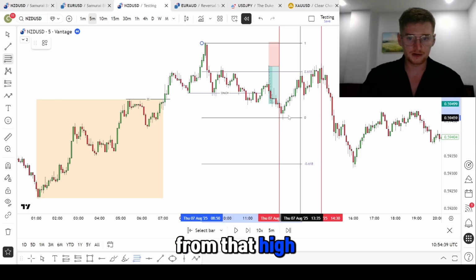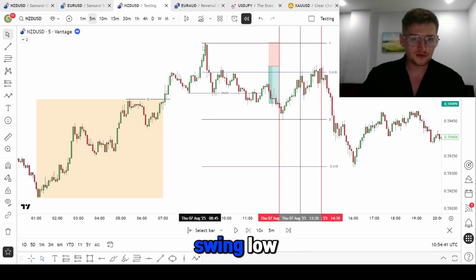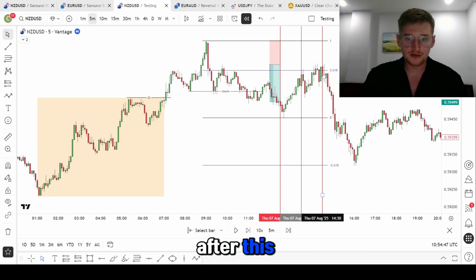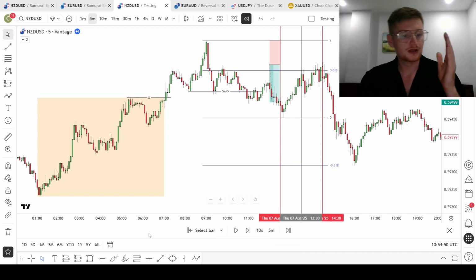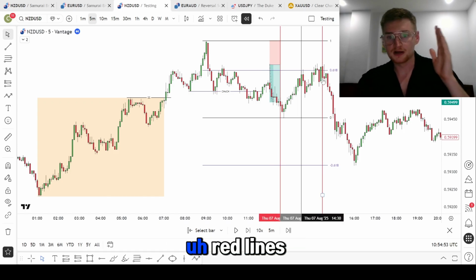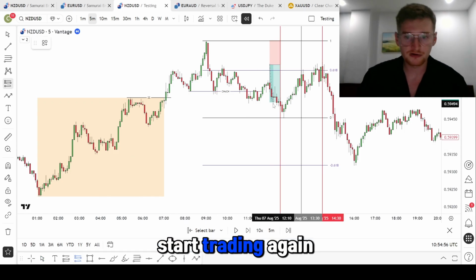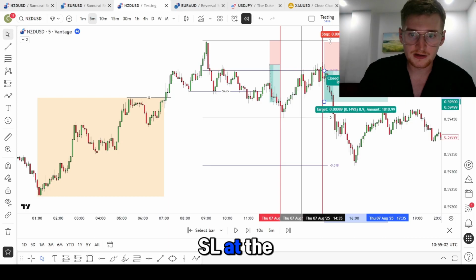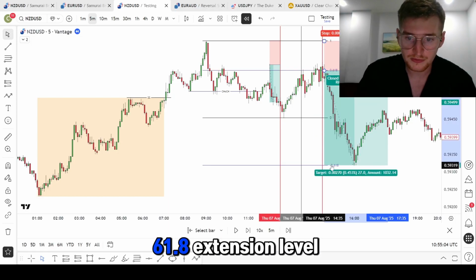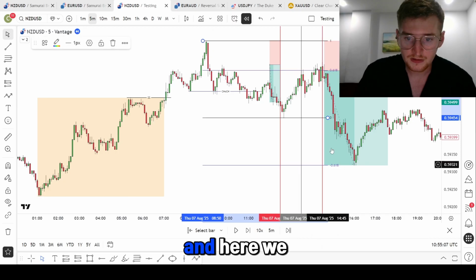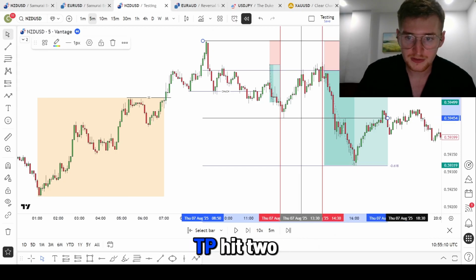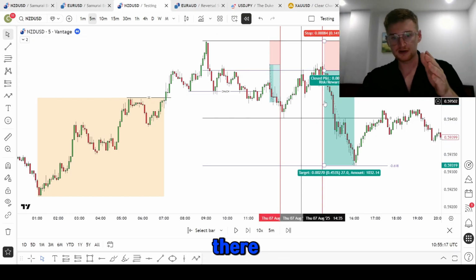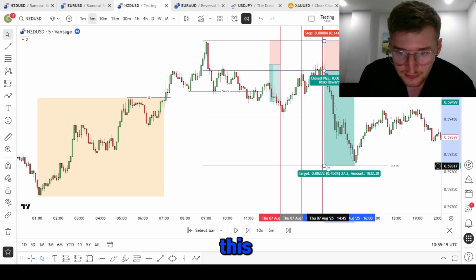So we take the fib from that high to that low now, because that's the swing low. Now we're looking at the 61.8 pullback of that move. As soon as that red line's gone by, 1/2, now we can start trading again. So we look to enter on this 61.8 pullback, which was there. SL at the high and TP again at the 61.8 extension level, just like that. And here we have a full TP hit. It was a winning trade there, and now the full TP has been hit like this, perfectly as well.